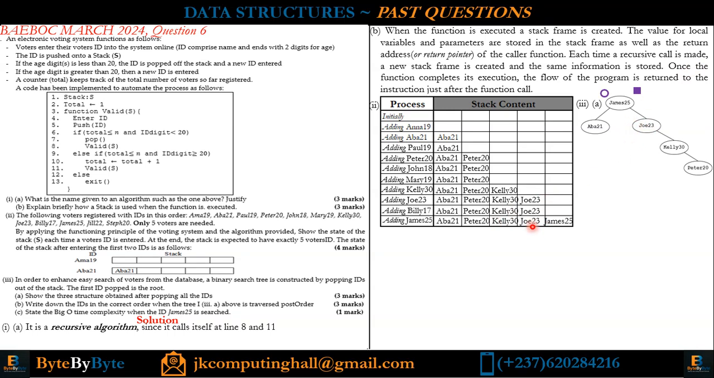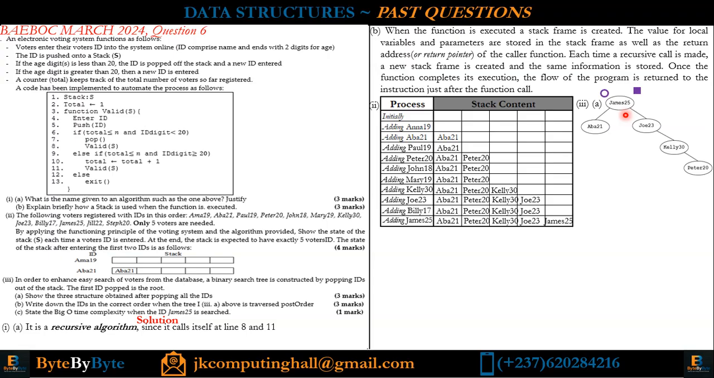Then K. When you compare K and J, K is above J. When you compare K with this J of Joe now, K is still above, so that's why Kelly is at the right of Joe. Then Peter, P is above J, above J, above K. That's why Peter is to the right of Kelly. Finally, Abba, A is below J. That's why Abba is to the left of James.